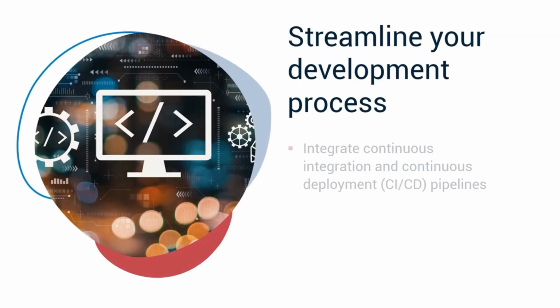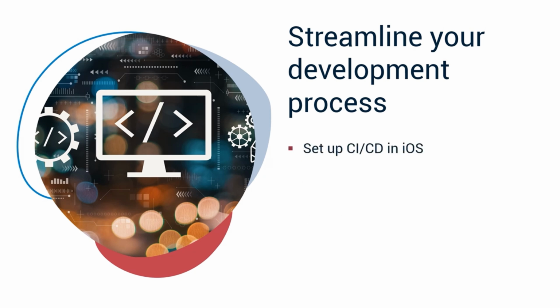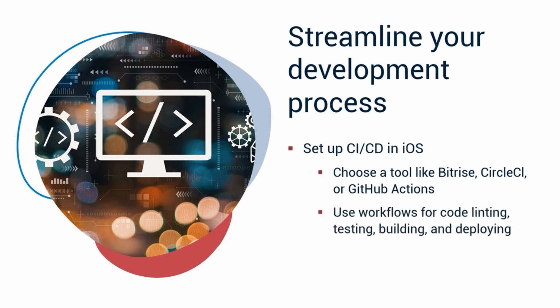Consider integrating continuous integration and continuous deployment, CI/CD pipelines, to streamline your development process. CI/CD automates tasks involved in building, testing, and deploying your app, saving time and reducing errors. To set up CI/CD for iOS, choose a CI/CD tool like Bitrise, CircleCI, or GitHub Actions. Set up workflows to automate code linting, unit testing, building the app, and deploying it.